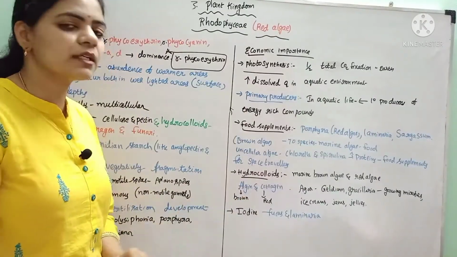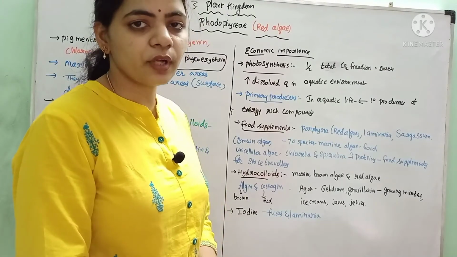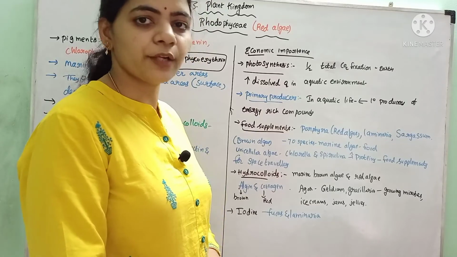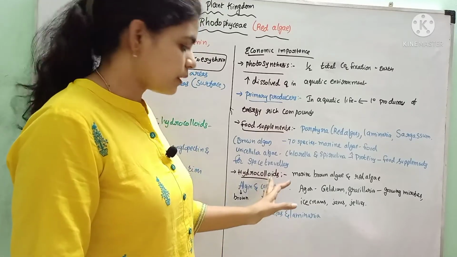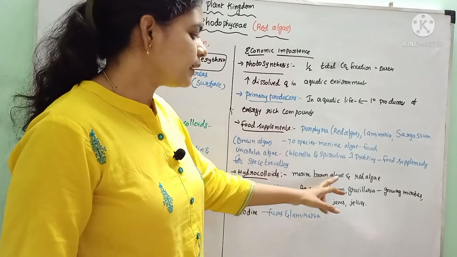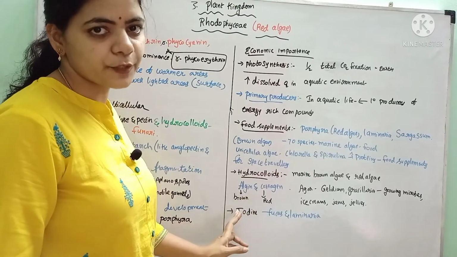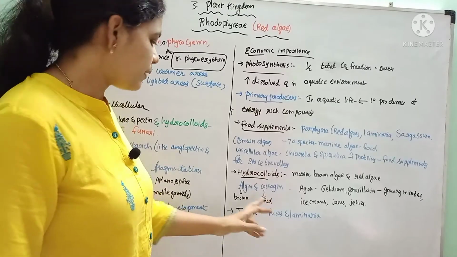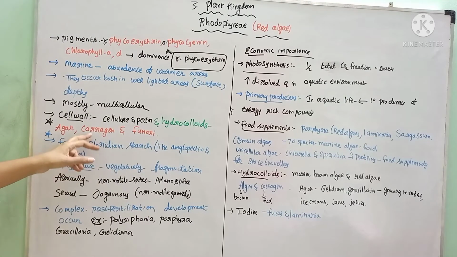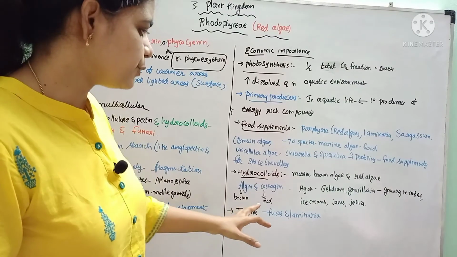And some of the members, like brown algae and red algae, produce cell walls. In addition to cellulose and pectin, they produce some hydrocolloids. The hydrocolloids are also commercially important. These brown algae and red algae, marine organisms, produce algin. Algin is produced by brown algae and carrageen is produced by the red algae. Here we have carrageen and agar. These are the hydrocolloids which are commercially used.